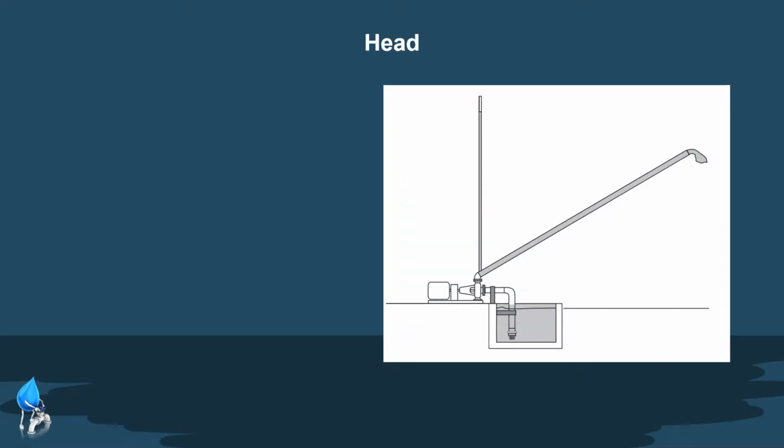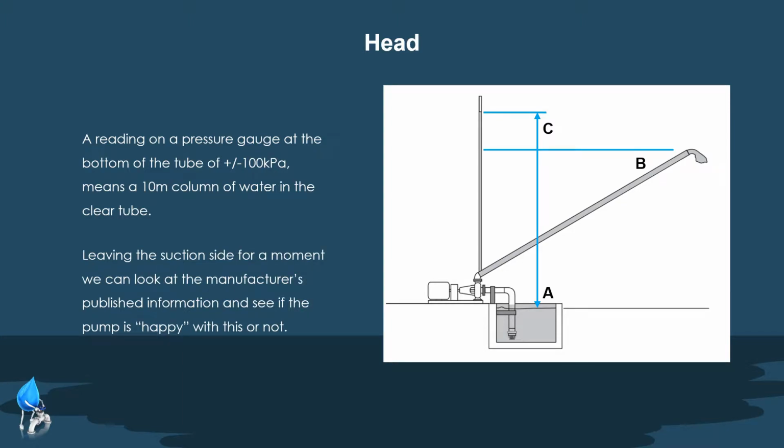So to better explain head, let's take a look at an example. Using the example on the right, we've got a suction level in a sump, and it's indicated as level A. And then we've got level B, which is indicated as the pump discharge. In this case, there is flow rate coming out, and it is below the deadhead or the maximum elevation height that the pump is capable of pumping. And then we've indicated C as well, which is the pump deadhead or the maximum head that the pump is capable of achieving. So a reading on a pressure gauge at the bottom of the tube, let's say it was plus or minus 100 kilopascal reading. In this case, we knock off a 0 on the end, and this means that there is a 10-meter column of water that the pump is experiencing in the clear tube. So there's basically a 10-meter discharge pressure. So leaving the suction side for a moment, we can have a look at the manufacturer's published information and see if the pump is happy with this or not.